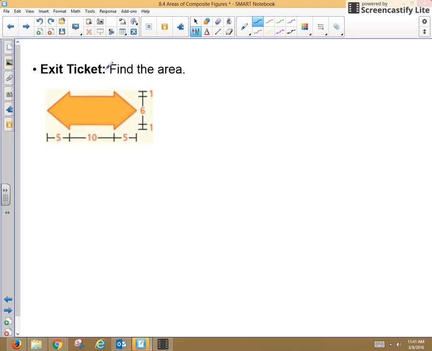Your exit ticket is to find the area. Now they give you the dimensions here, and you need to find the area of this arrow. So look here. You see this distance is 1 here from here to here. Same thing. And the height is 6. The height here is 5. So go ahead and try to decompose this figure. You might need to draw it out on grid paper to help you.